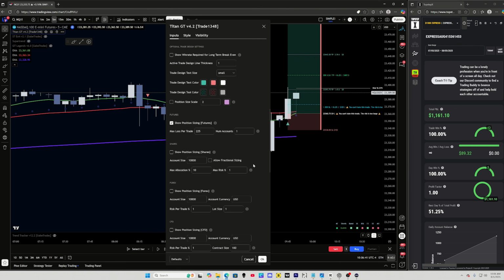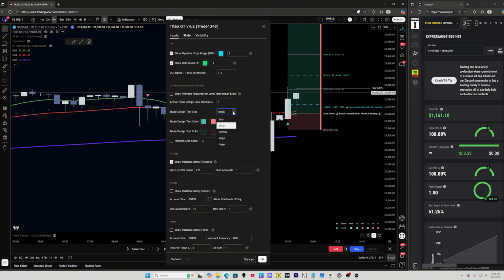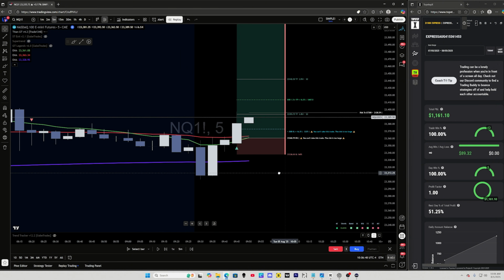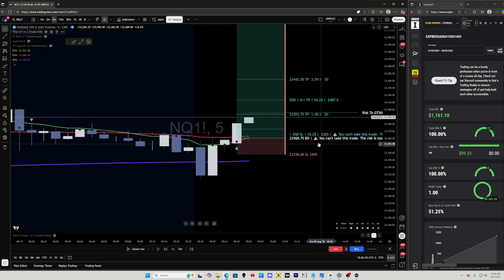We have a bunch of options here. We're going to change this to large. Large. There we go. So this table should get larger. And why is it not? There you go. Finally, larger. Hopefully you can see that.